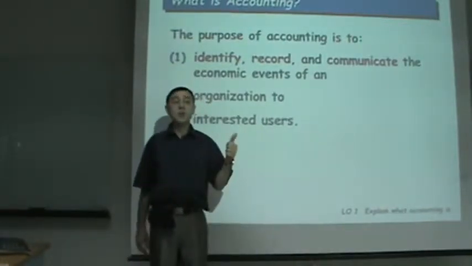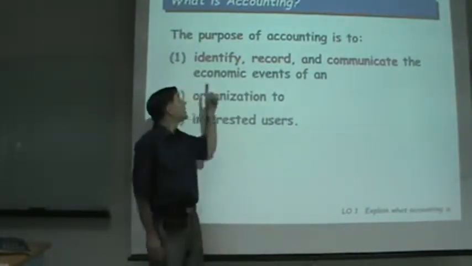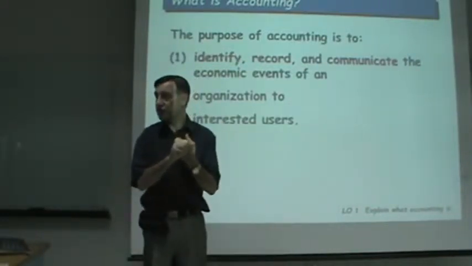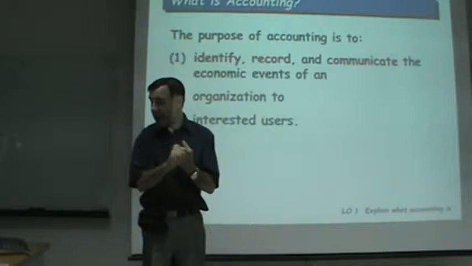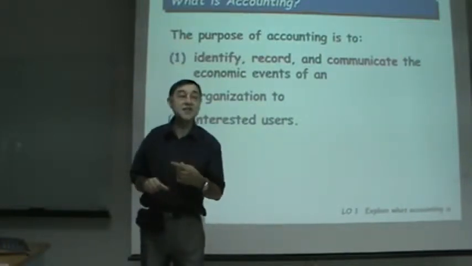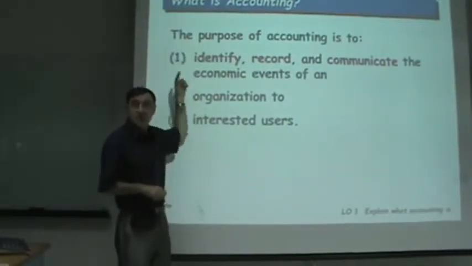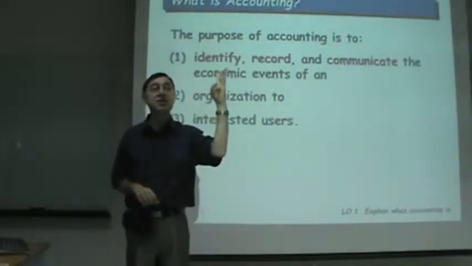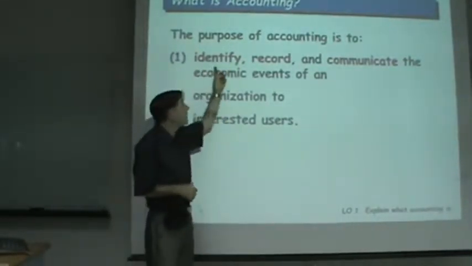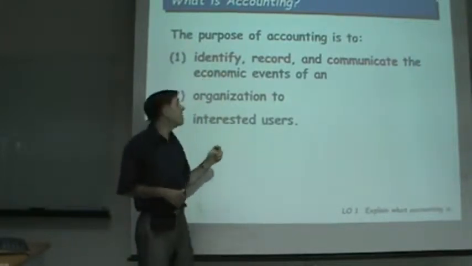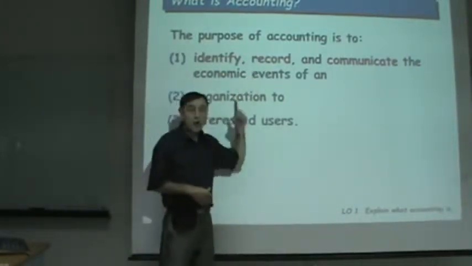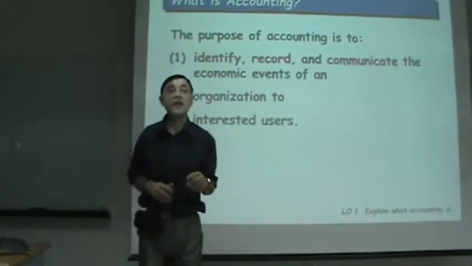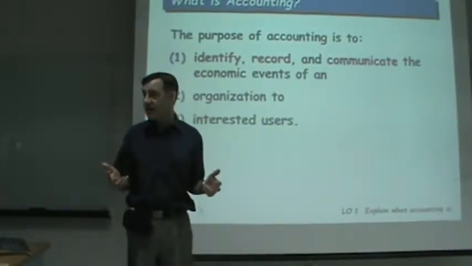Okay, so section number 1 is what is accounting. This is the same as a definition. So, in accounting, we first say what is the purpose of accounting. And the purpose of accounting is, you see, three things. Number one, identify. Number two, record and communicate economic events.